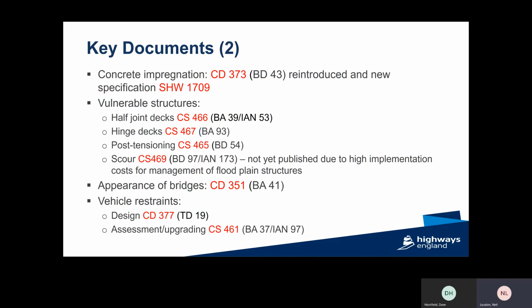In terms of the management of vulnerable structures, a number of structures fit this category: half joints, hinge decks, post tensioning, scour. And we've now updated those standards, and we will be publishing some implementation documents for those standards in due course. One of the key ones that's not yet published is around the management of scour susceptible structures. This is CS 469, replacing BD 97 and an interim advice note 173.